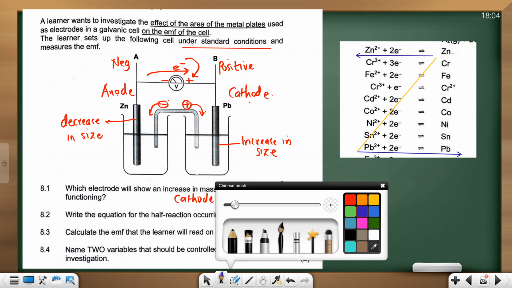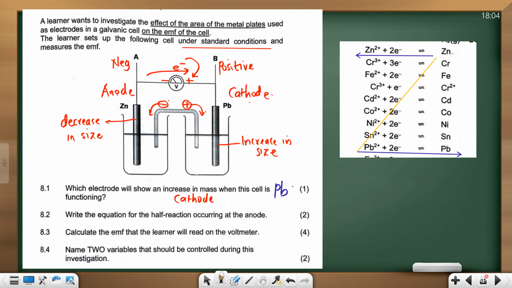So what's my answer? Let's write it. Shall we confirm? 8.2 would be what? Zinc to give me what? Zinc 2 plus.